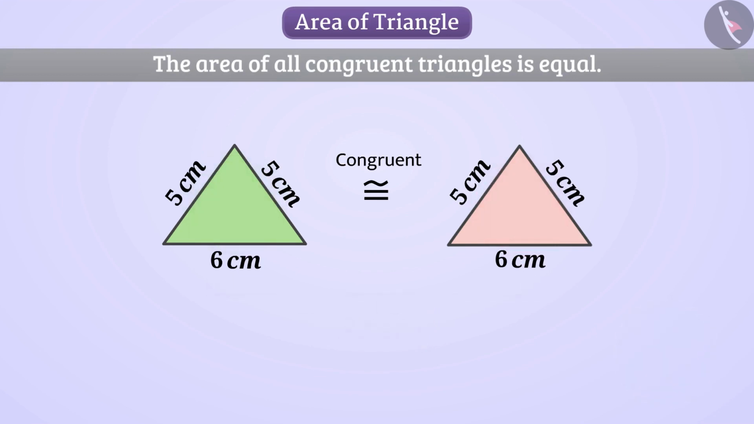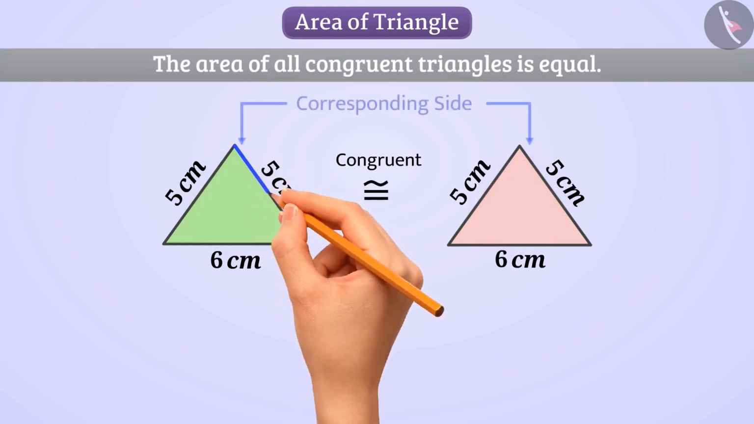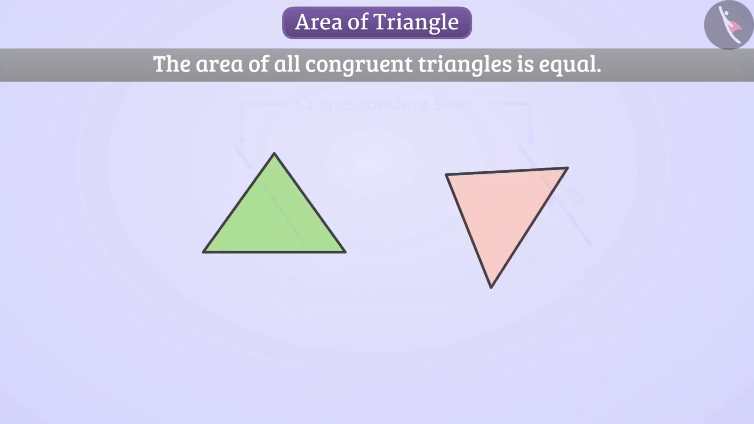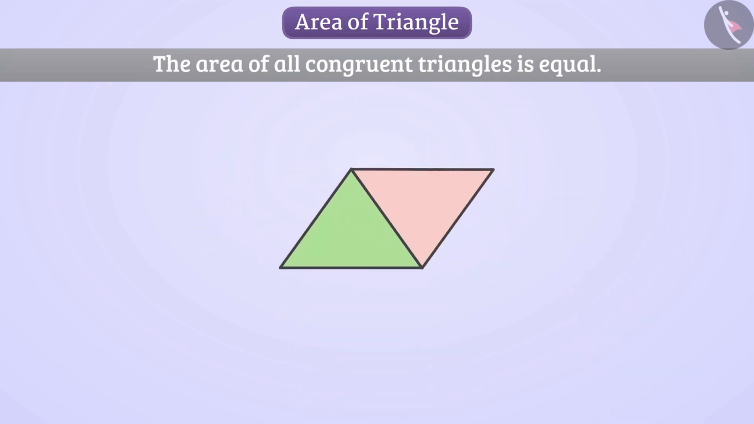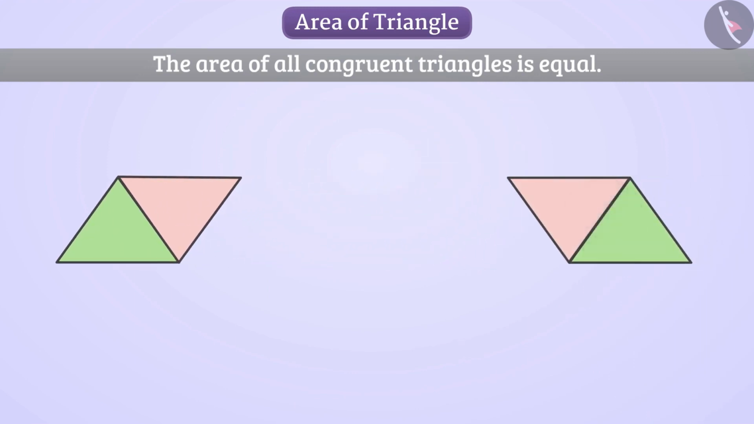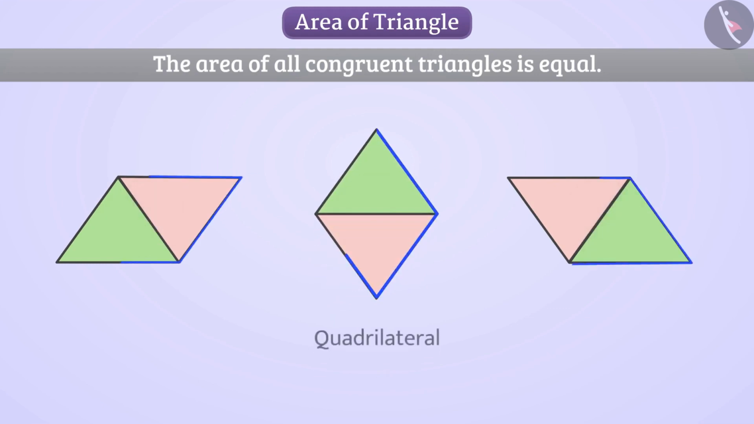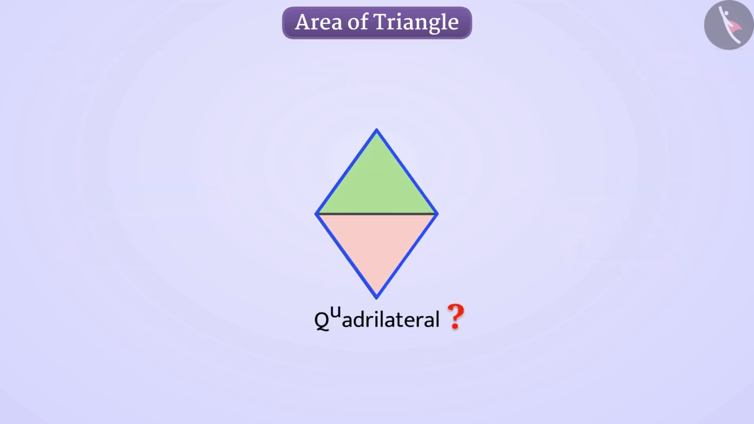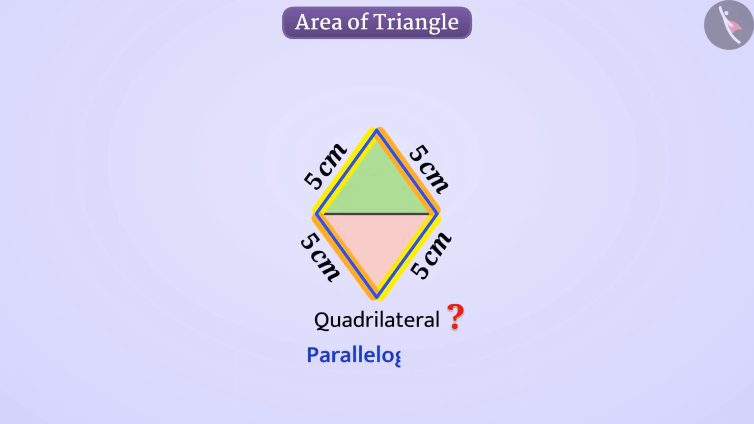Let me explain you. We will place both pieces of congruent triangles together in such a way that a pair of their corresponding sides is joined. You can do it in this way, or this way. By doing this, you will get a quadrilateral. Which type of quadrilateral is this? Think. The opposite sides of this quadrilateral are parallel and equal. Therefore, this is a parallelogram.